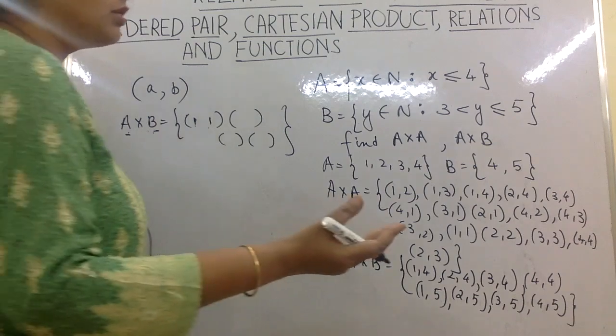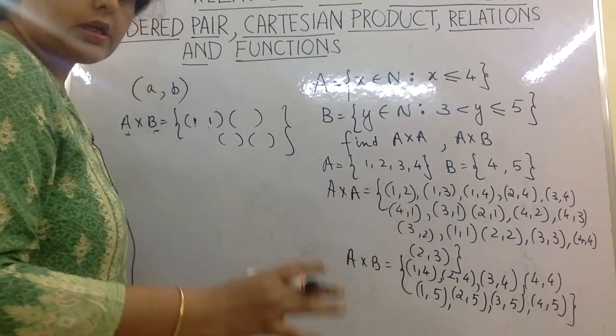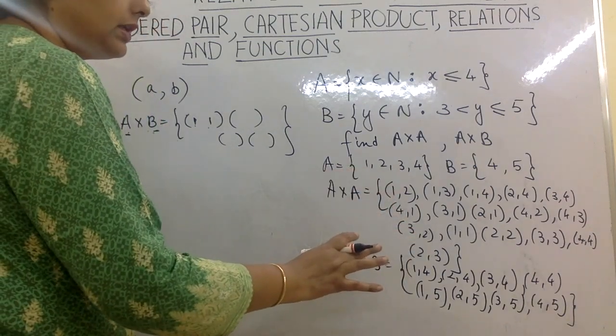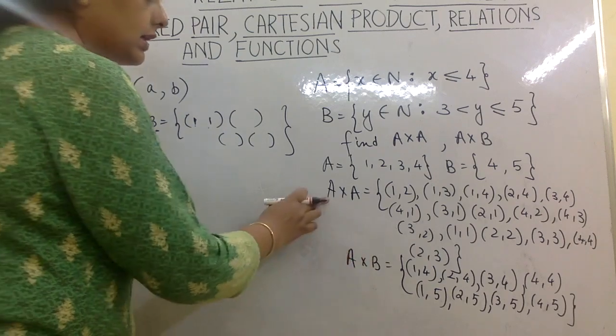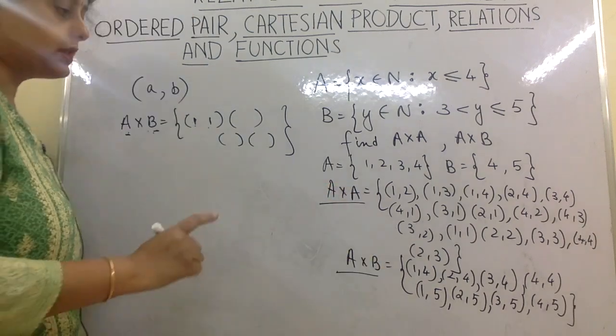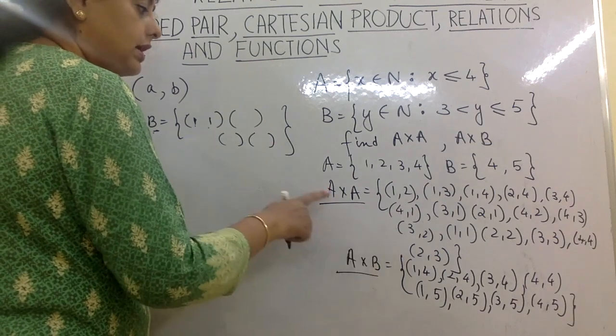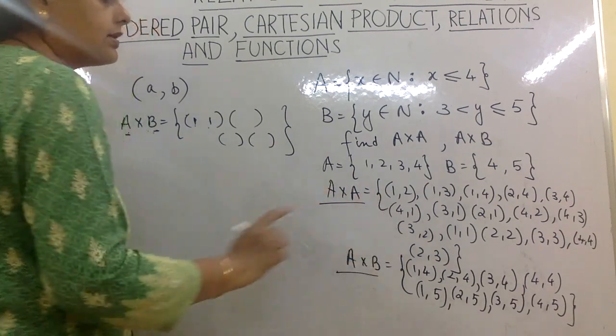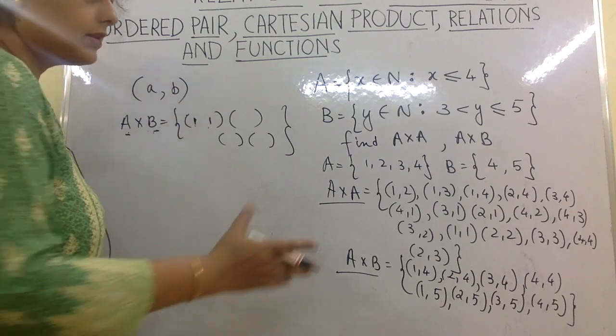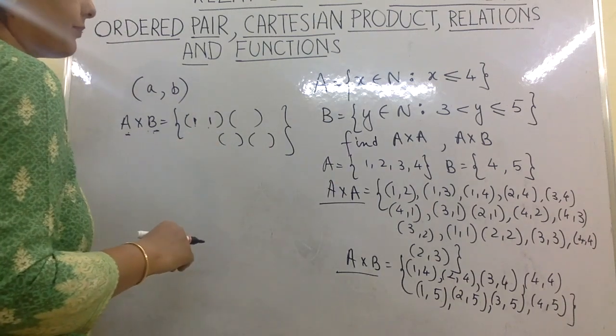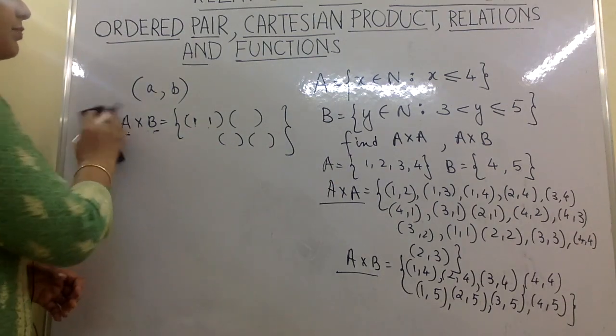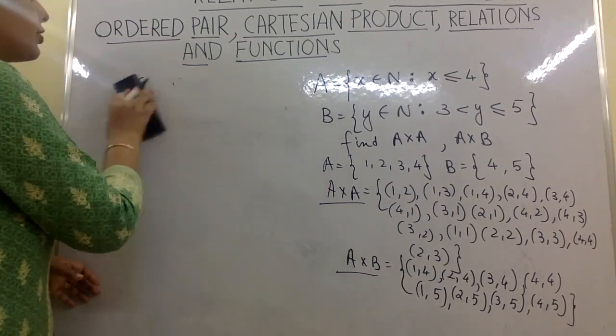Okay, so how many do we have? We have 8 of them. So the cardinal number of this set is 8. The cardinal number of this set is 16. Okay, so this is what the meaning of Cartesian product is.